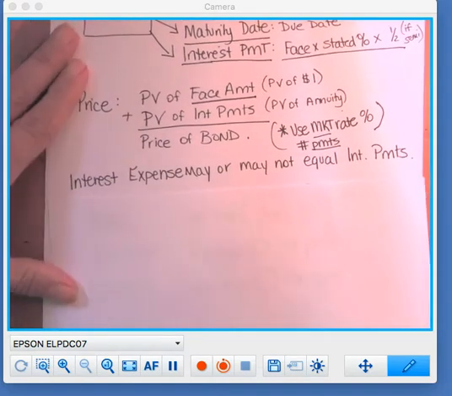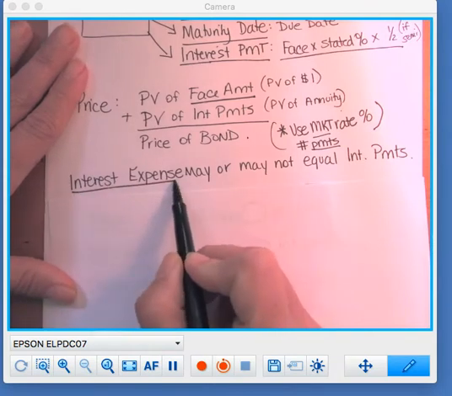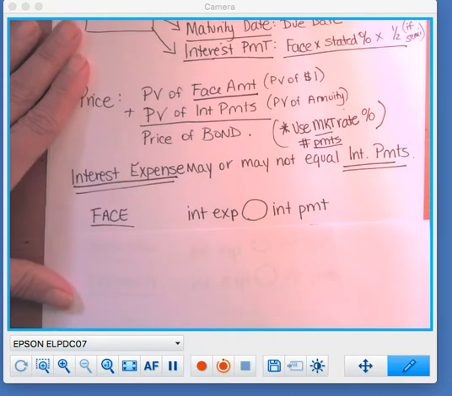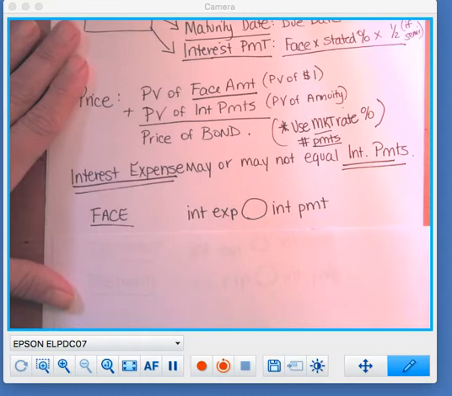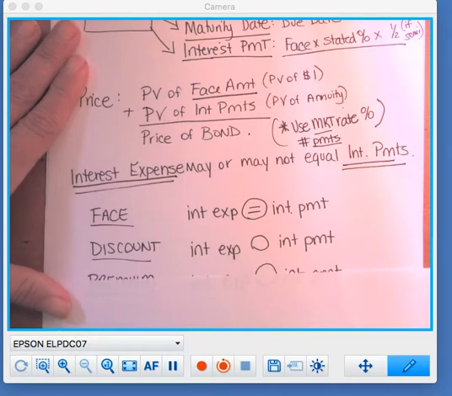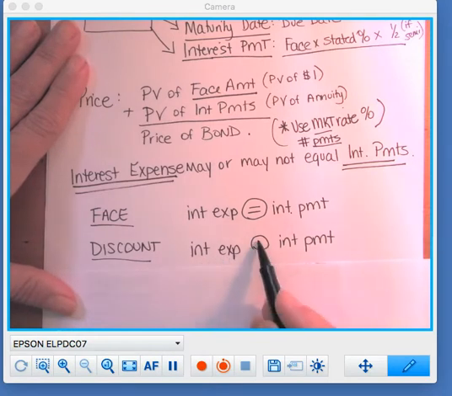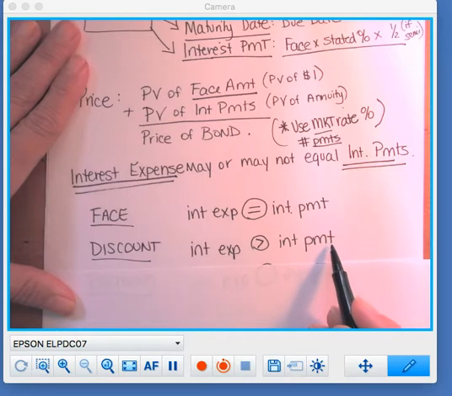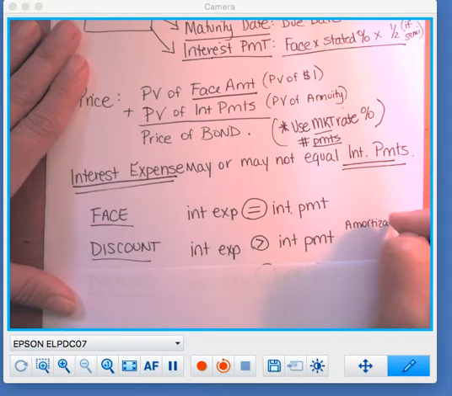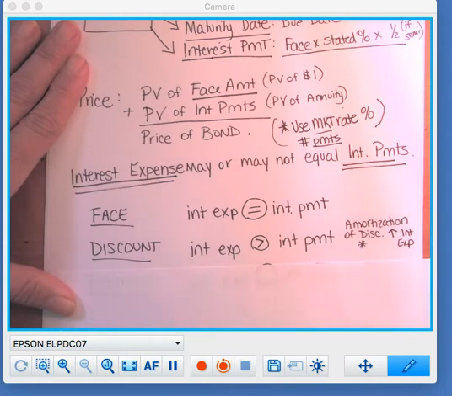Next, you need to know that interest expense may or may not equal your interest payments. Okay? So let's look at these. If your bond is issued at face value, interest expense will equal your interest payment. If it's issued at a discount, your interest expense is going to be greater than your interest payment. That's because amortization of the discount is going to increase interest expense. So you need to know that.